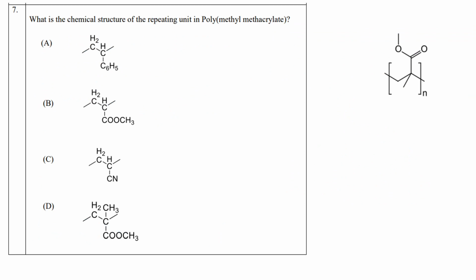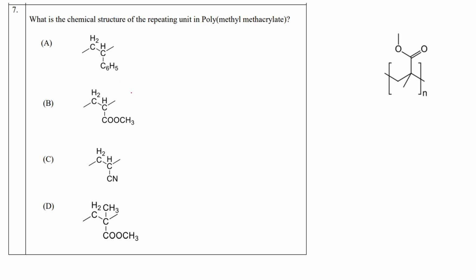Now coming to this, what is the chemical structure of the repeating unit of polymethyl methacrylate? So this is your polymethyl methacrylate polymer, and this is the monomer unit, the repeating unit. Now how can this monomer be? So what is the monomer? You can just correlate with the options.